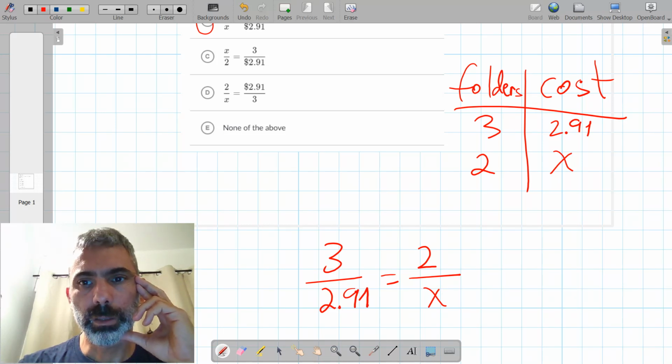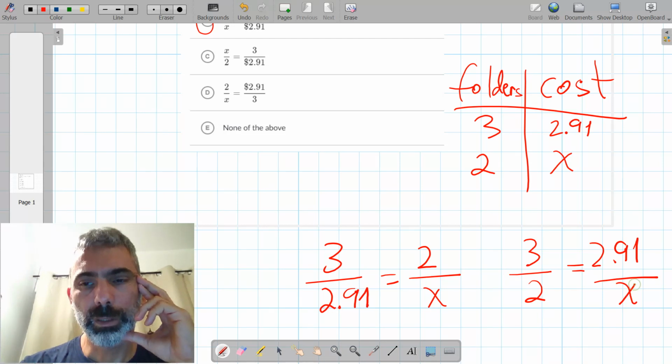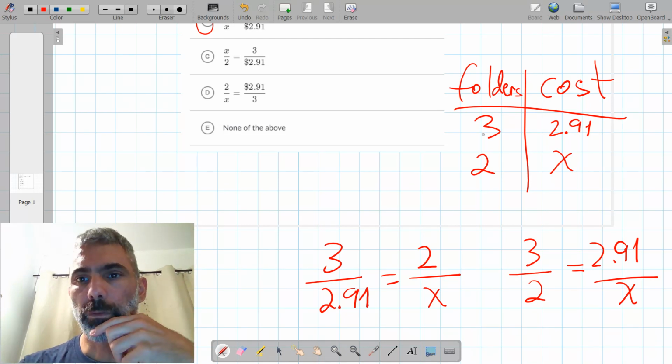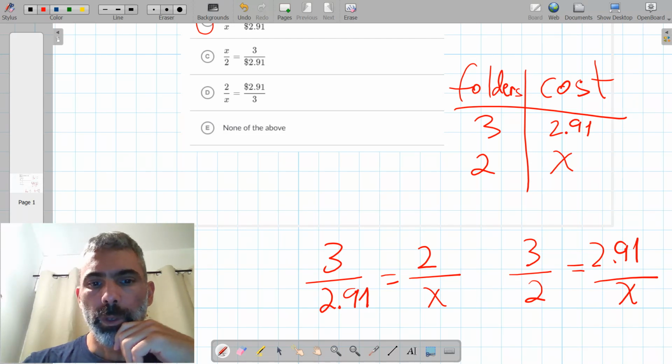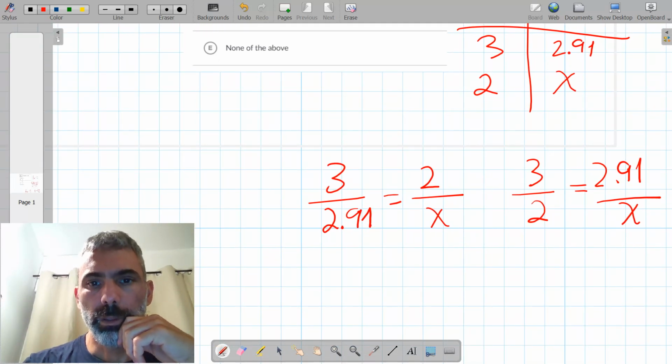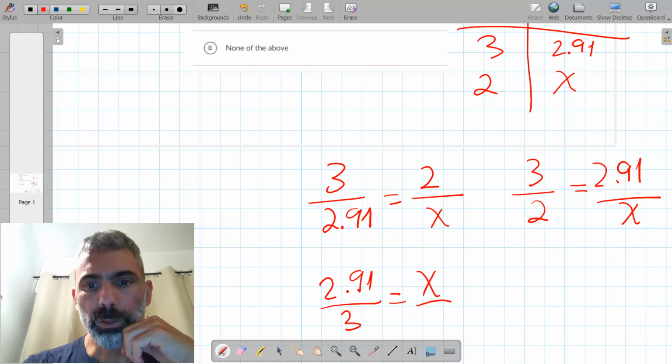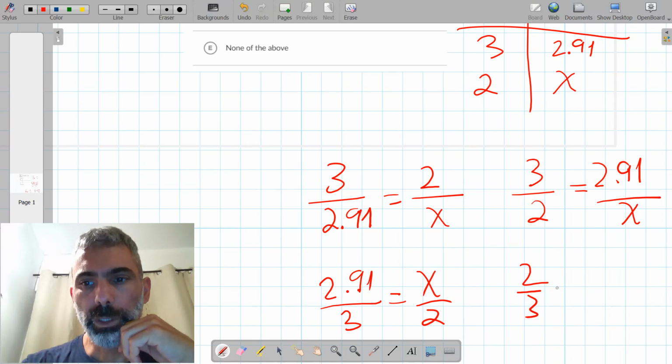I can write it as 3 over 2 equals 291 over X, because the relationship between the number of folders is the same as the ratio between the cost of 3 folders and 2 folders. And I can write it the other way around. I can write 291 over 3 equals X over 2, or 2 over 3 equals X over 291.